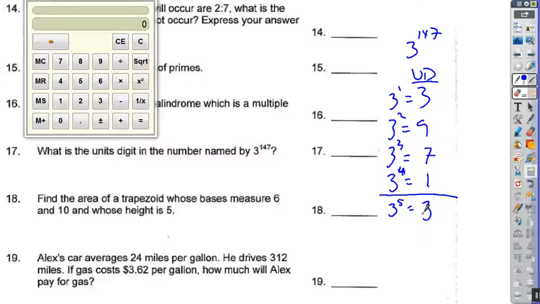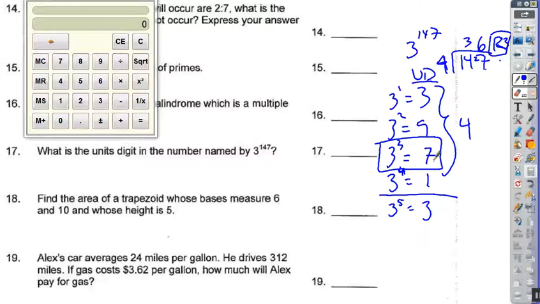So that means I have a total of 4 options. These are the only 4 numbers it could be. And so if I take a look at 147 divided by 4, I'm looking for the remainder here, because remainders rule. That is 3, 2, that is 36, with a remainder of 3. The R3 is the thing that I want. 1 divided by 4 has a remainder of 1. 2 divided by 4 has a remainder of 2. 3 divided by 4 has a remainder of 3. Oh, just like we had up here. So that means 7 is the units digit for that number.